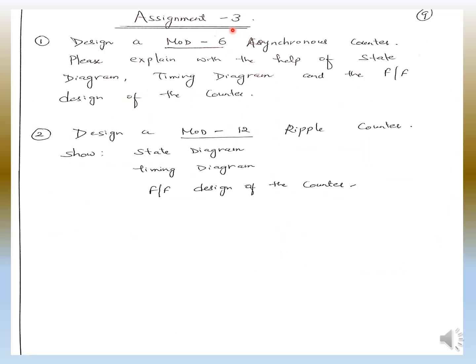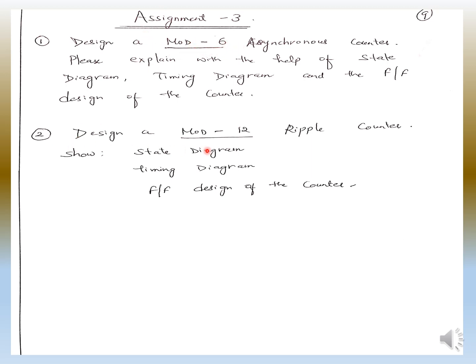This is your assignment number 3. Design a mod 6 asynchronous counter. Please explain with the help of a state diagram, timing diagram and the flip-flop design of the counter. So you have to design mod 6. That means it will count from 0 to 5. You understand this? 0 to 5, and when it comes to mod 6, it must clear all the states and it must be 0, 0, 0, 0. So it is exactly the same as the mod 10 counter, but it will count from 0 to 5.